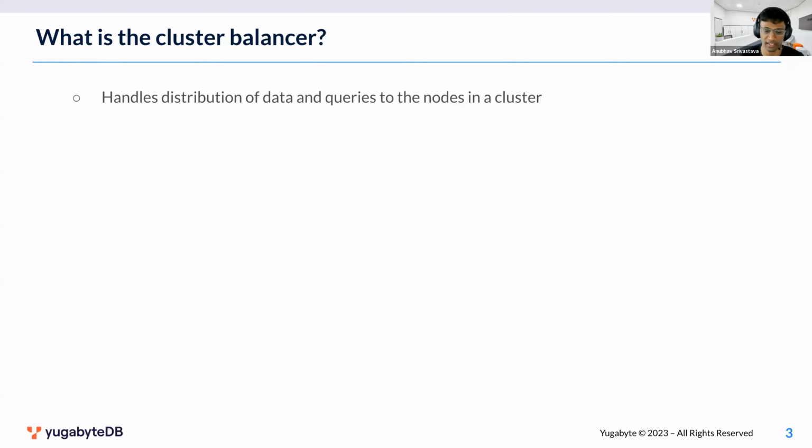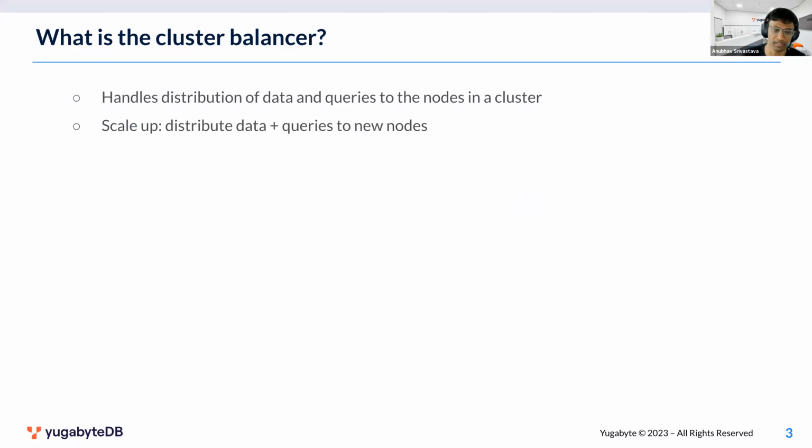The cluster balancer doesn't actually do much in a static cluster. The interesting cases are mostly when the set of nodes in the cluster is changing. So you're adding nodes or removing nodes, either voluntarily or involuntarily, like if a node goes down. That's what we're going to be looking at today.